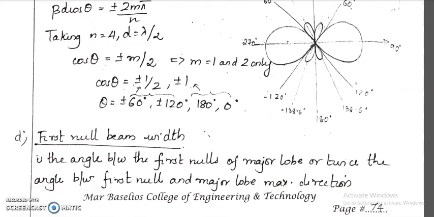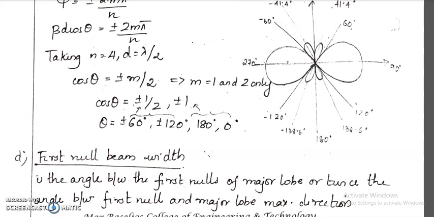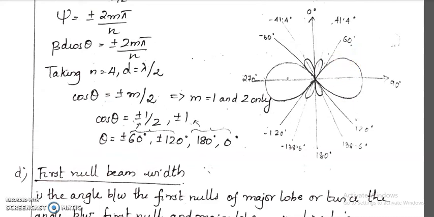Next, we want to find the first null beam width. What is the first null beam width? That is the angular separation between the first null points. When we check this radiation pattern, it is clear that the first null beam width is 120 minus 60, because if we consider this as the major lobe along the 90 degree, the null points occur at 60 and 120 degree. So 120 minus 60, that is 60 degree, is the first null beam width. That is the case when n is equal to 4 and d is equal to lambda by 2. But we want to find the general condition for the first null beam width.